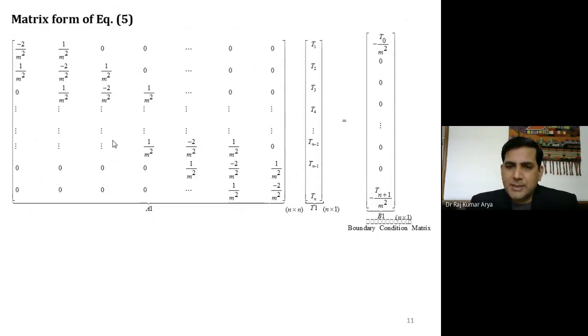Okay, so try to think it through and develop the MATLAB code for this, and then try to solve it. In the next class we will do this. This is for your temperature boundary condition. The same thing can be done for flux boundary condition, right? You can also formulate the flux boundary condition, and I can give you some hint for that.